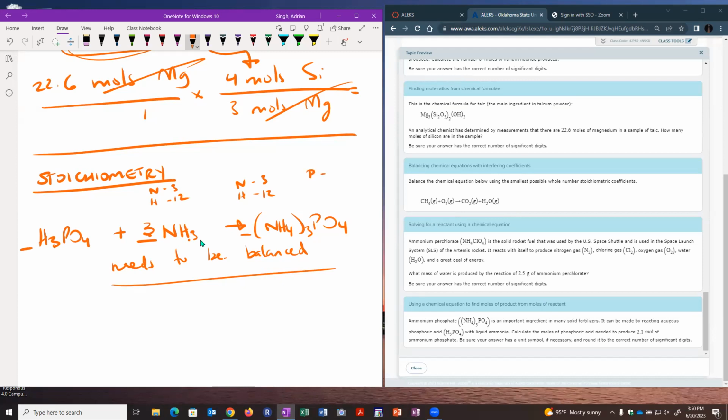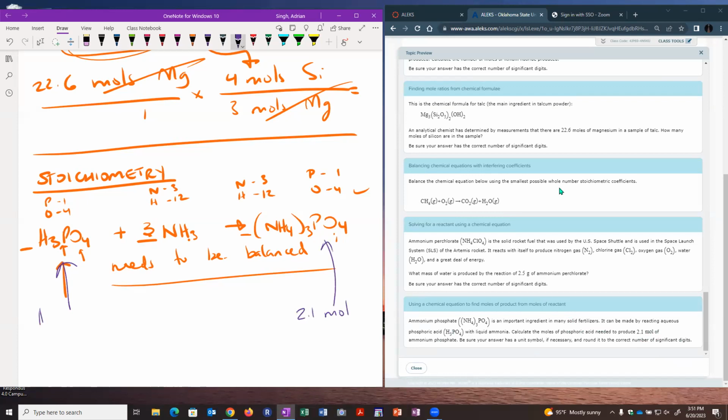Phosphorus on the right side, I have 1 phosphorus. On the left side, I have 1 phosphorus. On the left side, I have 4 oxygens, and on the right side, I have 4 oxygens, right? So this is my balanced equation. And your equation needs to be balanced before you do any sort of stoichiometric calculation. So it says calculate the moles of phosphoric acid needed to produce 2.1 moles of ammonium phosphate.